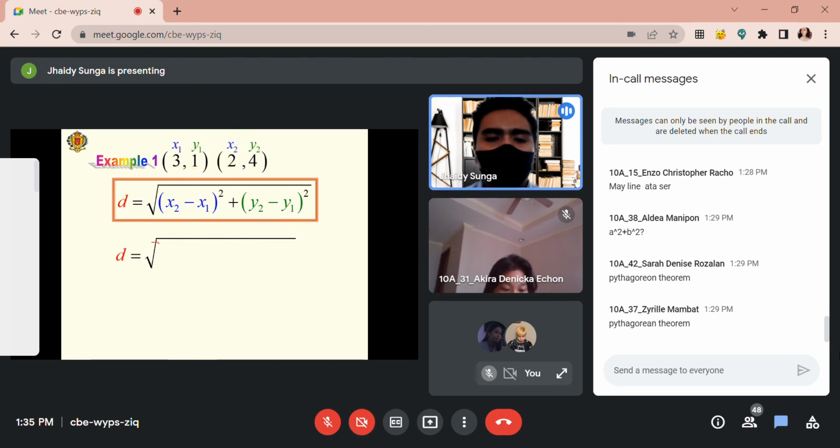How are we going to substitute that? We put 2, then the minus sign, then x sub 1, which is 3, then the square, don't forget, as well as the operation and the quantity. Then y sub 2, what's the value of y sub 2? That is 4. Then the operation, y sub 1, it is 1.